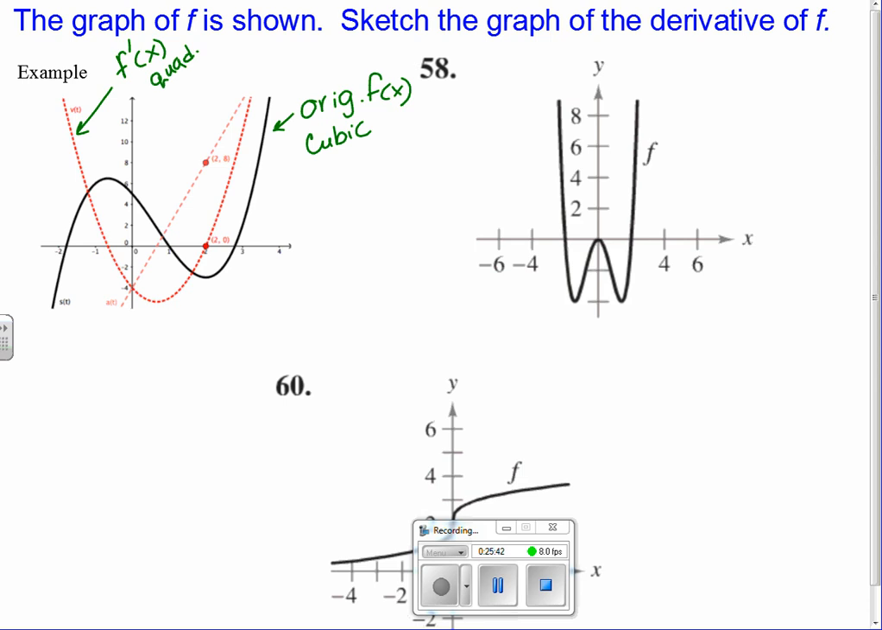If I took another derivative, I would be going from quadratic to linear. That describes this one. This is my f double prime, and it is a linear function. Sometimes just thinking about the powers or the degree of the functions can help you sort out which is your original function, your first derivative, and your second derivative. So 58 and 60, these are problems out of the book.